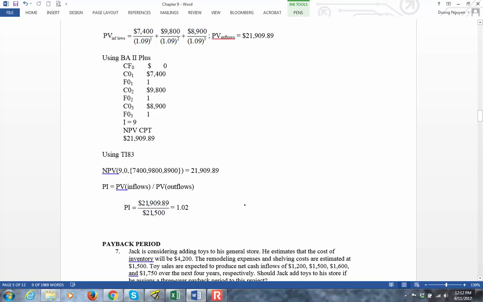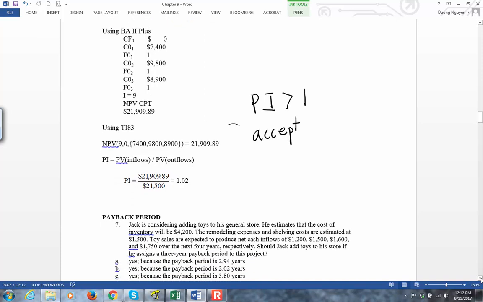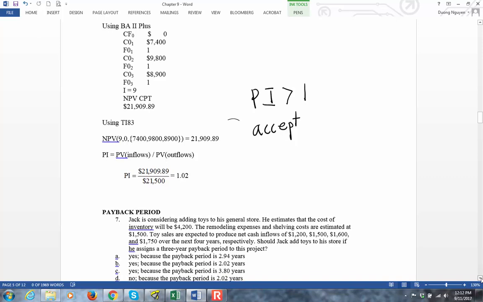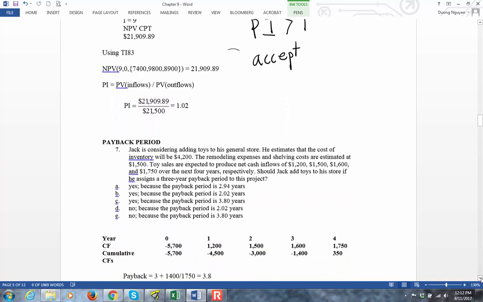So as long as the profitability index is greater than 1, meaning the inflows are higher than the outflows, the project is good. You should accept the project if the profitability index is higher than 1. So if PI is higher than 1, it is similar to NPV greater than 0, and IRR higher than the required return.